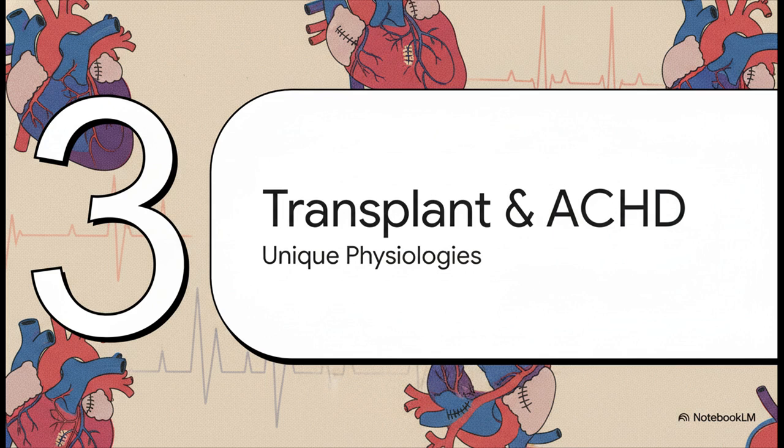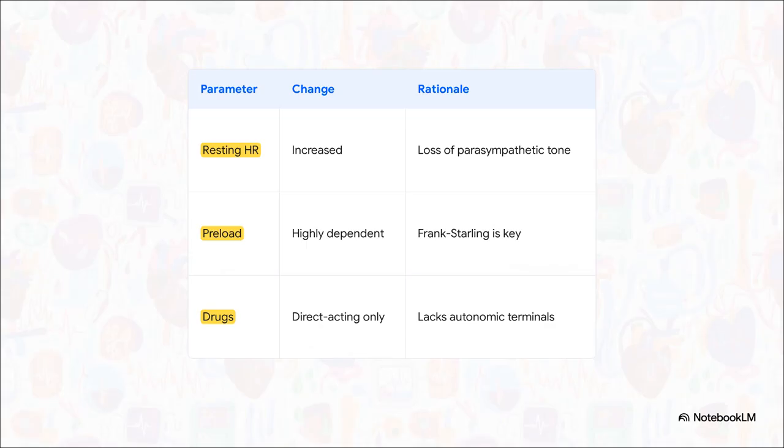All right, let's pivot now to two highly specialized areas, managing the very unique physiology of the transplanted heart, and then the incredible complexities of adults with congenital heart disease, or ACHD. Both of these patient populations require us to fundamentally shift our standard anesthetic thinking. For the denervated transplanted heart, there are three things you absolutely have to burn into your brain.